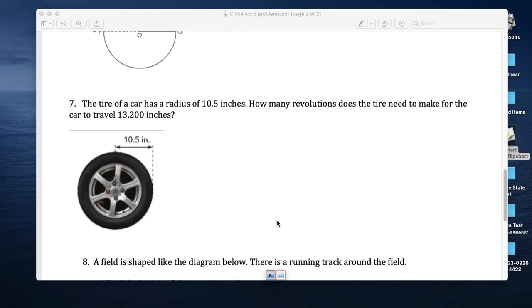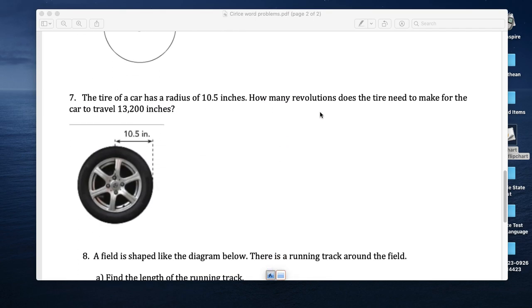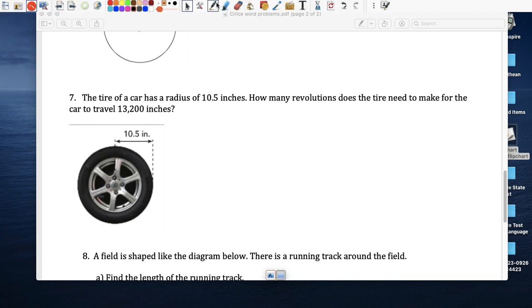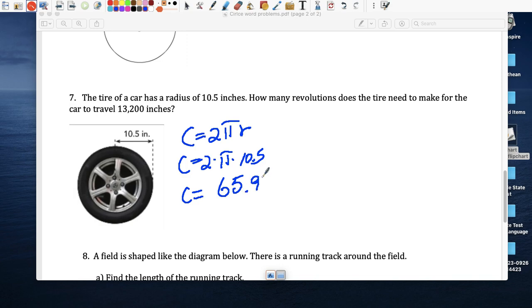7. Here's a tire of a car. The radius is 10.5. How many revolutions does the tire need to make for the car to travel 13,200 inches? Okay, so let's find the circumference. Circumference is pi d, or 2 pi r. So let's use 2 pi r. Circumference is 2 times pi times the radius, which is 10.5. Let's multiply that out, and we get 2 times 10.5 times pi. Enter. We're going to get that the circumference is approximately 65.97.